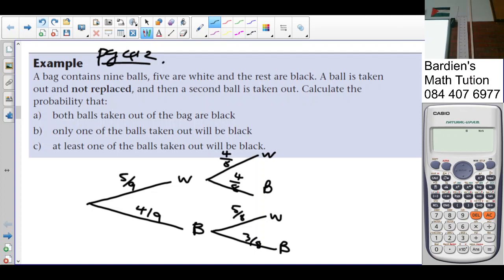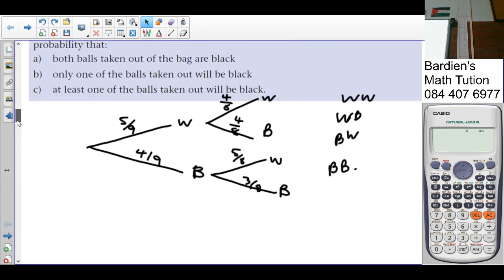What are my outcomes? What could it have? What are the possibilities? It could be white, white, white, black, black, white, black, black. You all agree with that?